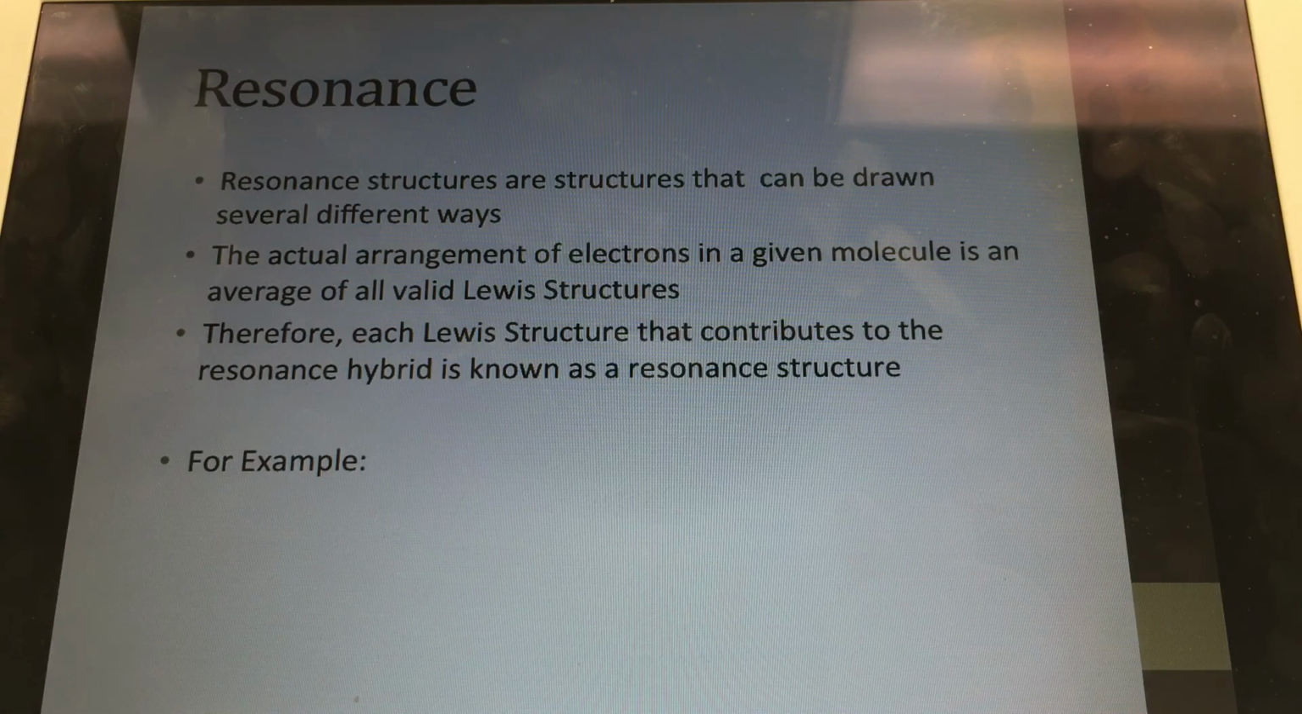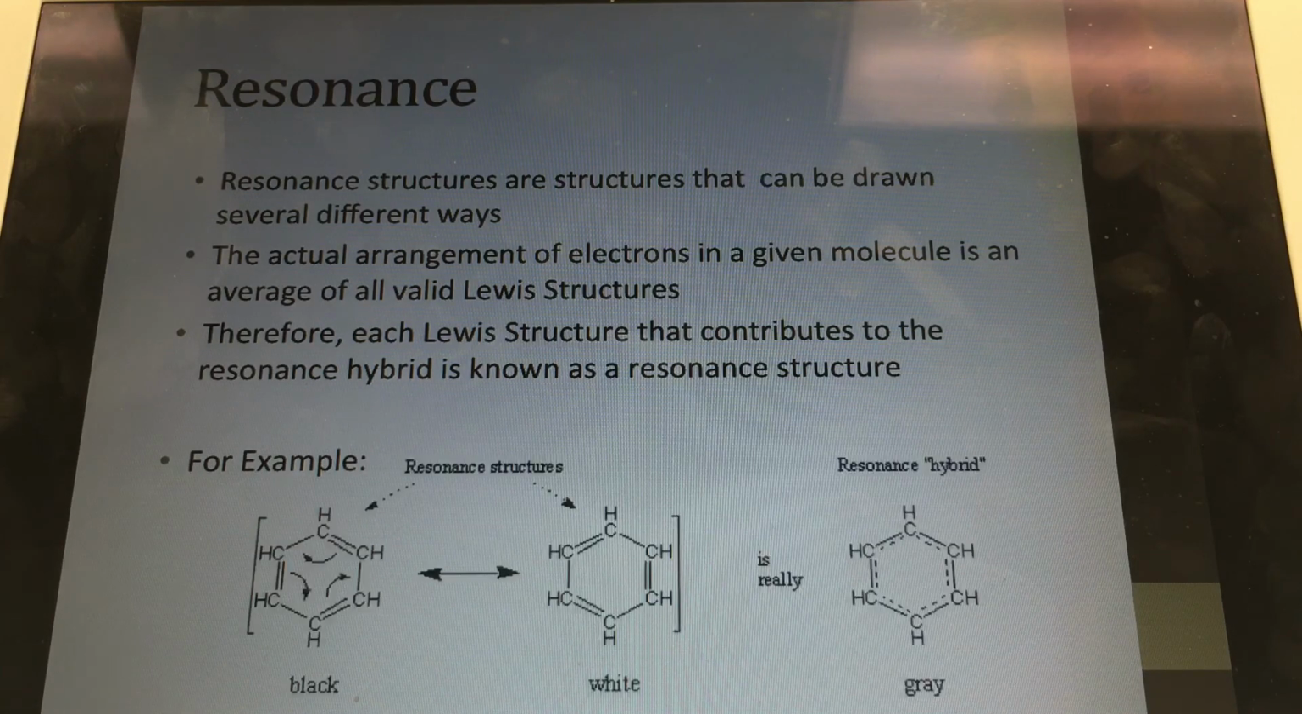Therefore, each Lewis structure that contributes to the resonance hybrid is known as a resonance structure. And here we see benzene below, which has 3 double bonds distributed evenly around the ring. The furthest left is an example, and then the one to the right is the resonance structure of that first one.